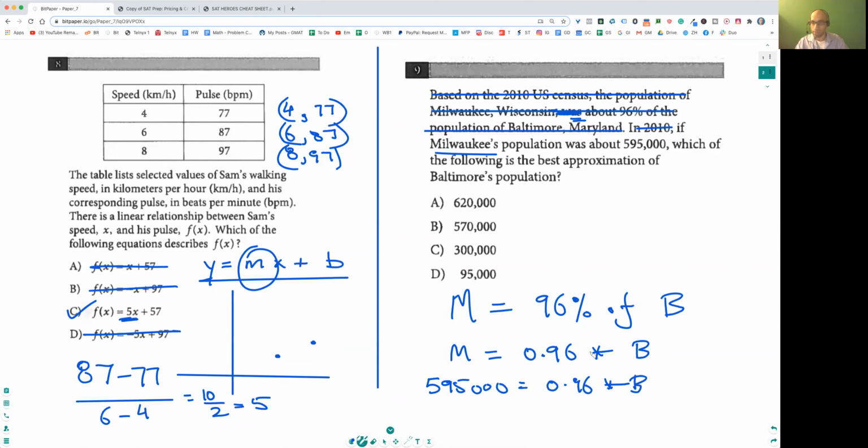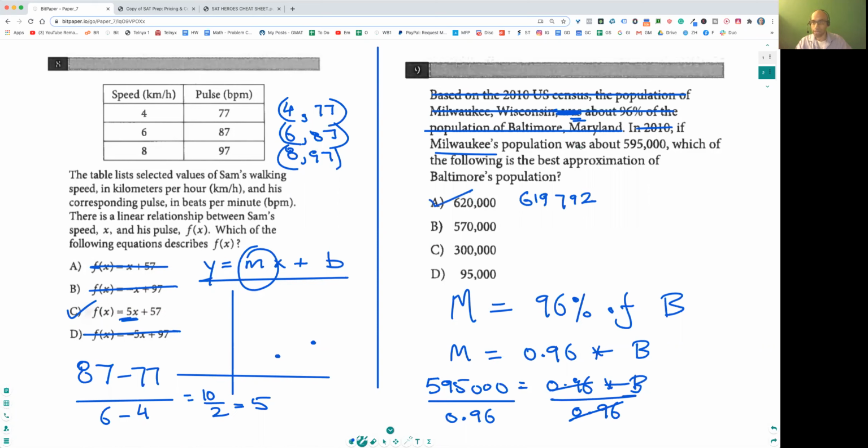Then what is the best approximation? So what do you do now? You divide by 0.96 on both sides. Remember, there's a very easy formula for this. You divide, and this cancels out, and so you get 595 over 0.96. That gives me 619,792 roughly. And so that's why this is the correct answer, okay?